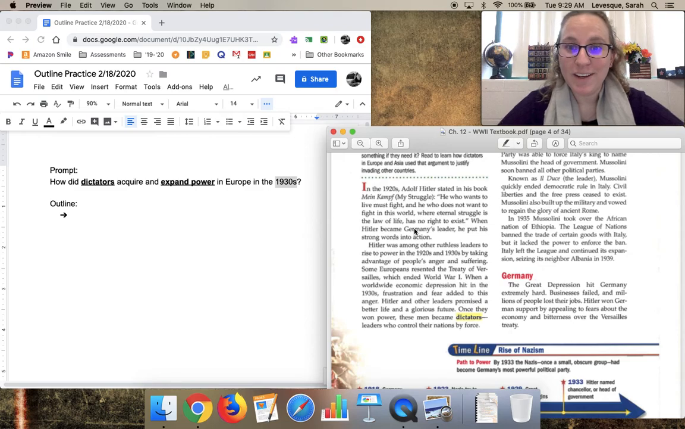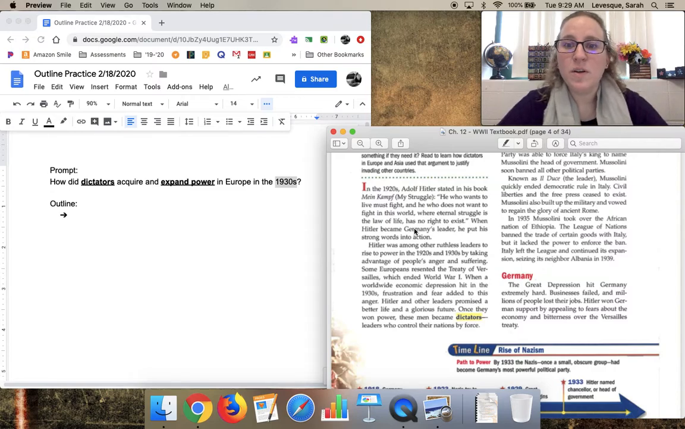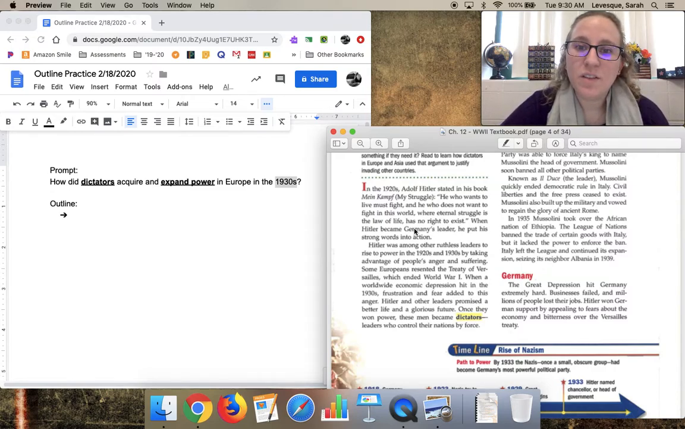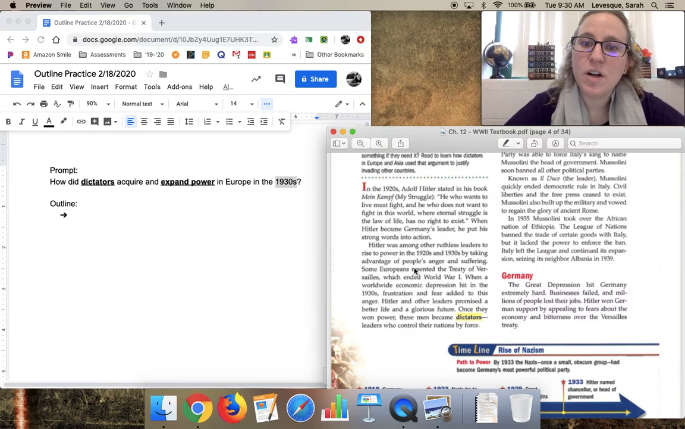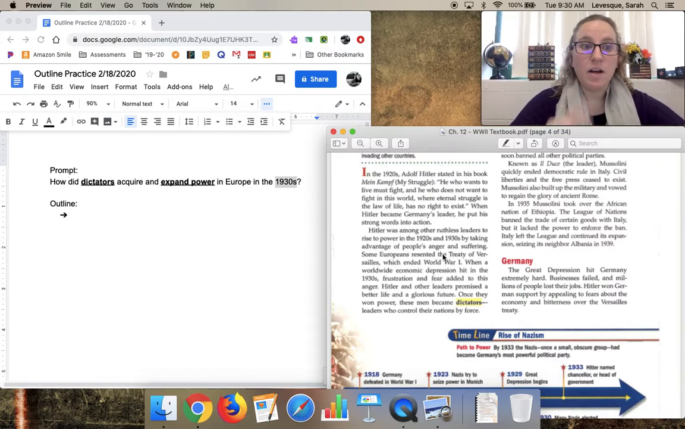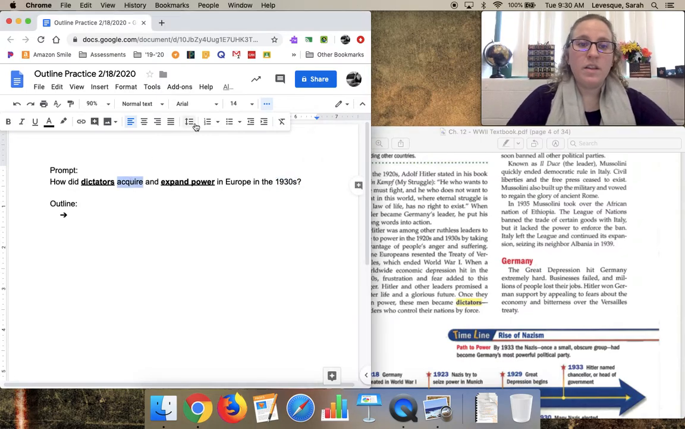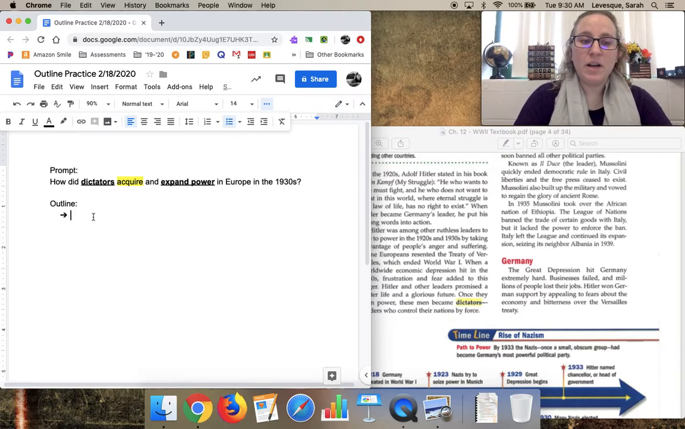So let's do a little reading. In the 1920s, Adolf Hitler stated in a book, Mein Kampf, "He who wants to live must fight, and he who does not want to fight in this world, where the internal struggle is the law of life, has no right to exist." When Hitler became Germany's leader, he put his strong words into action. Hitler was among other ruthless leaders to rise to power in the 20s and 30s by taking advantage of people's anger and suffering. Oh, that is one method he used to acquire or gain power.